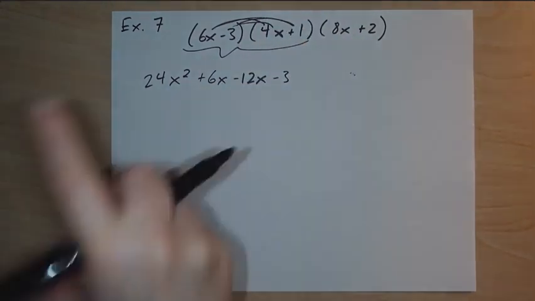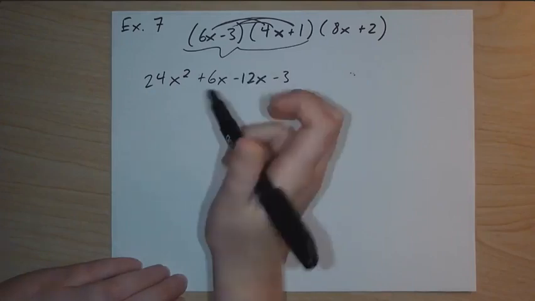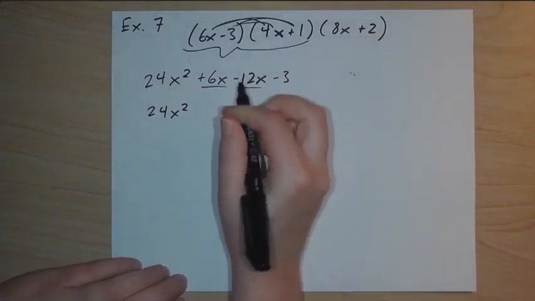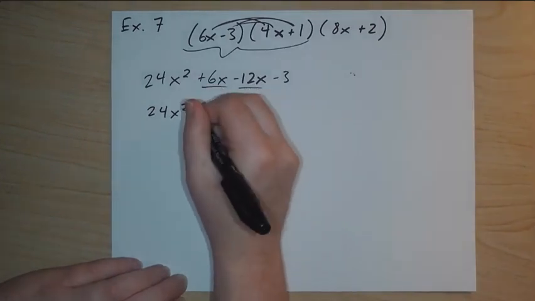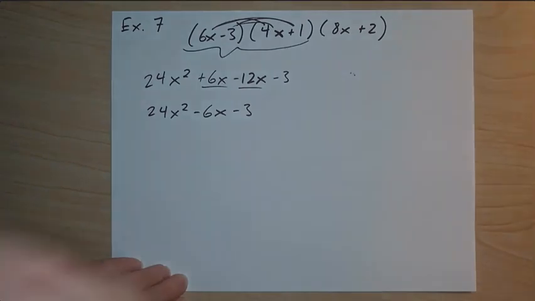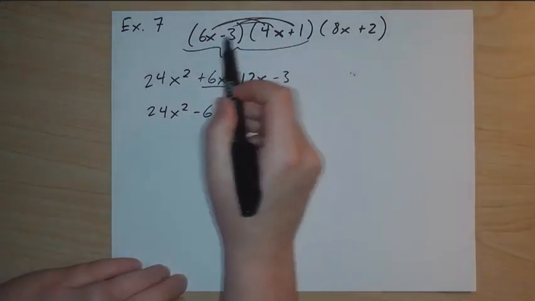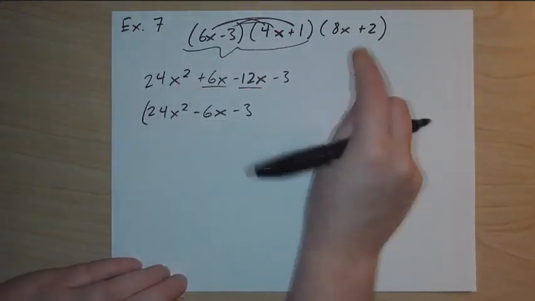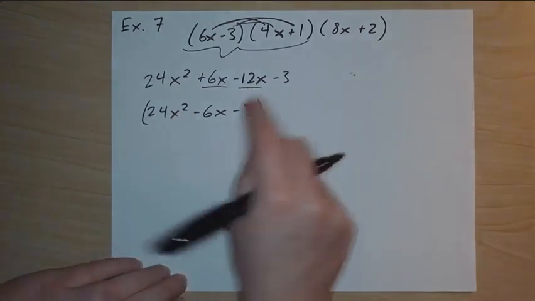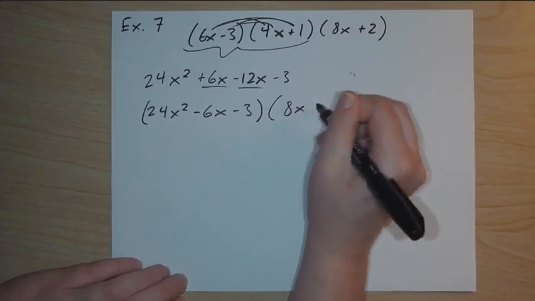We're going to simplify this a bit. So this, adding like terms, is going to be 24x squared, 6x minus 12x is negative 6x, minus 3. So this is our product of these first two sums. We still need to multiply by 8x plus 2, however. So we're going to multiply this by 8x plus 2.